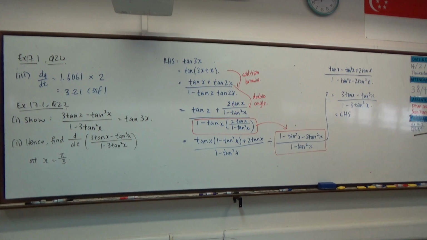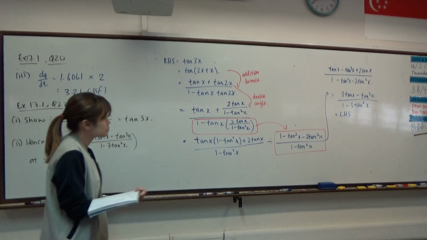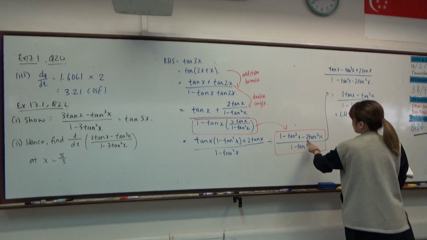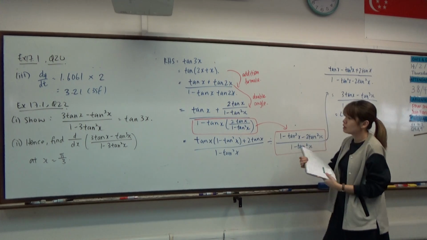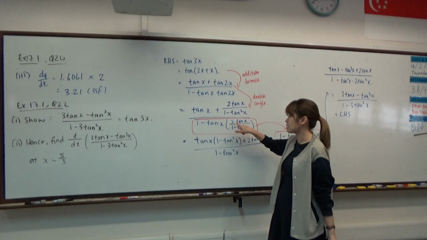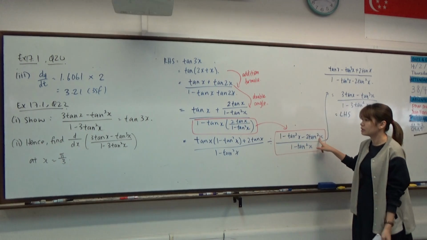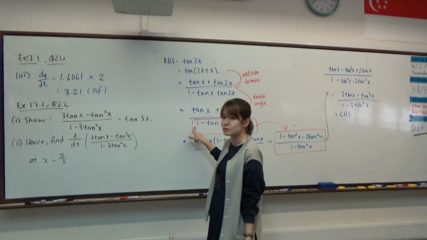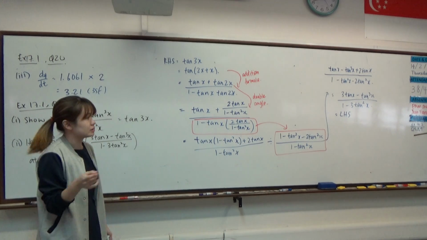How come there is 2 tangent square x? Oh, expand. Tangent x times 2 tangent x. But then how come I got 1 minus tangent x times 1? Oh, okay, that makes it the denominator.